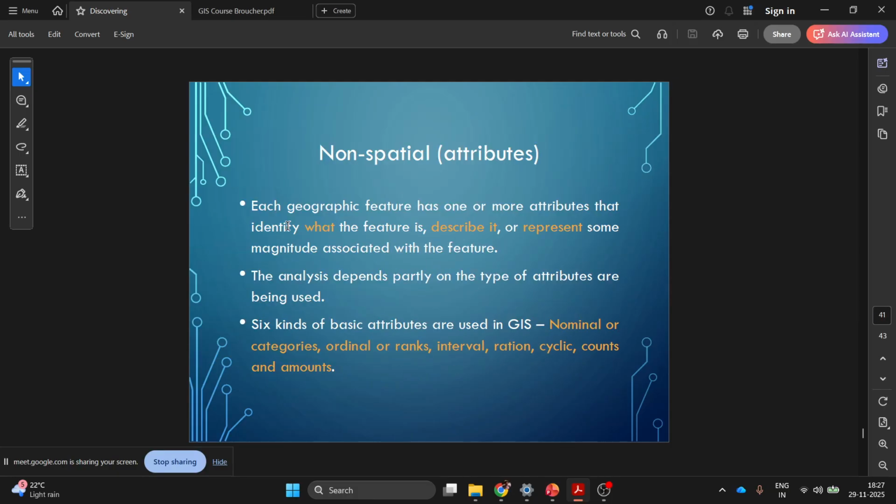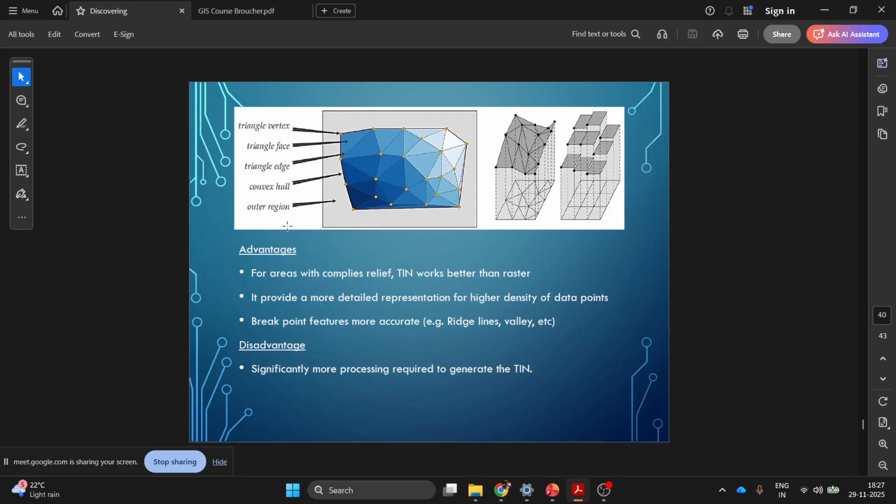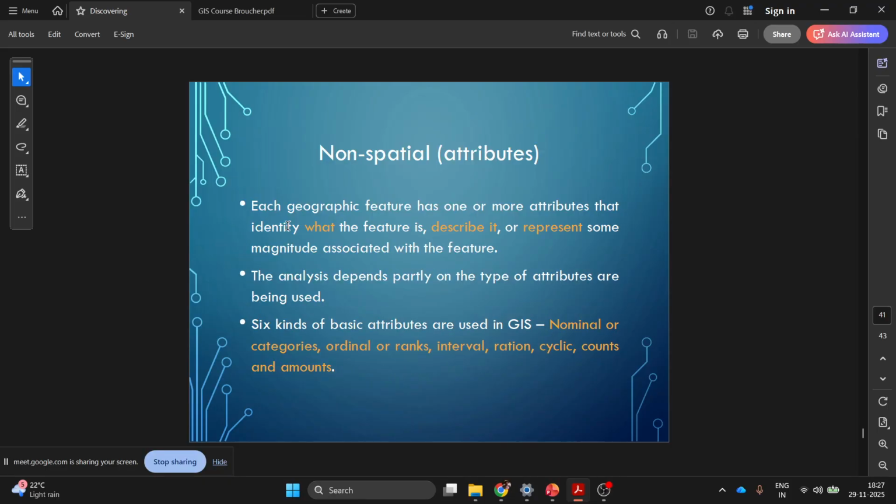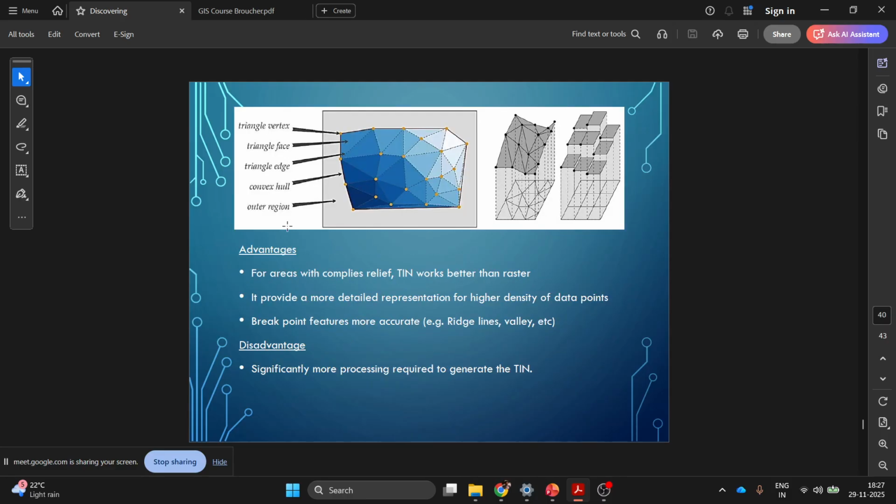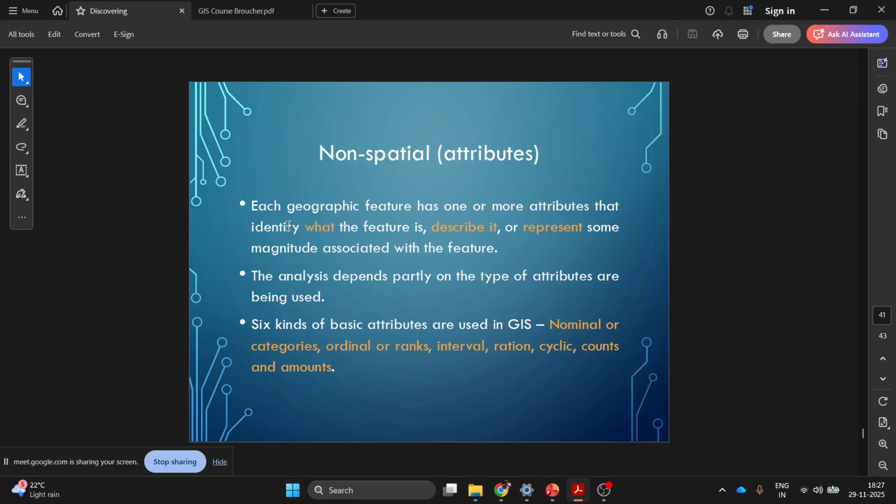Now coming to the last data type, that is non-spatial data, which is called attribute. Initially we dealt with where it is, and now we are going to deal with what it is, right? Where it is is associated with a particular x, y and z coordinate, but in case of attribute, it is stored as a table. That is what it is. What is the attribute of a particular person?